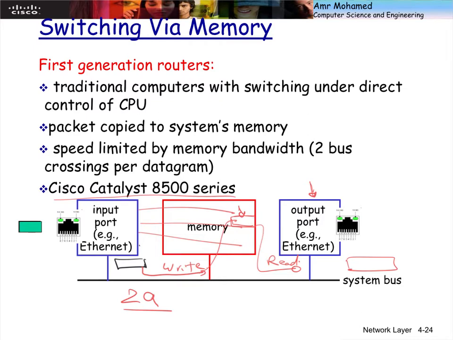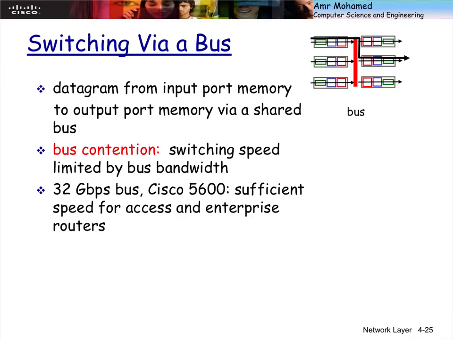So in that case, you can write from multiple input ports to different locations in one shot, and you can read from multiple output ports also in one shot. But the old architectures did not support that, so they needed two accesses to the memory to provide only one packet switching, and that limits the speed considerably. To get around this, they have what we call the bus architecture.